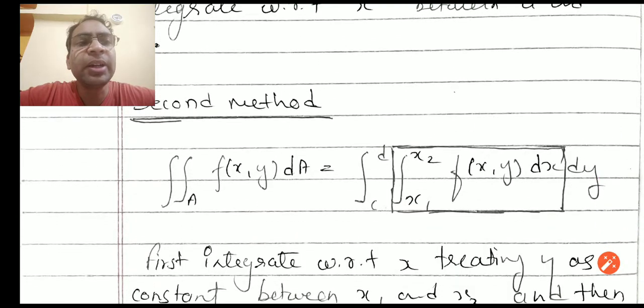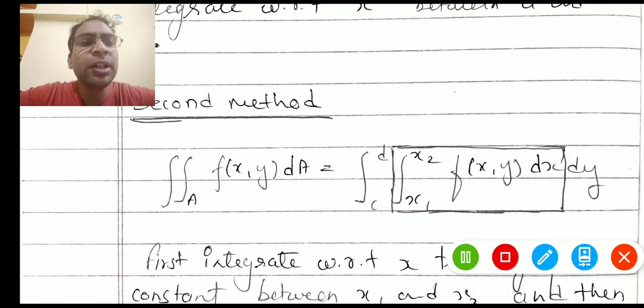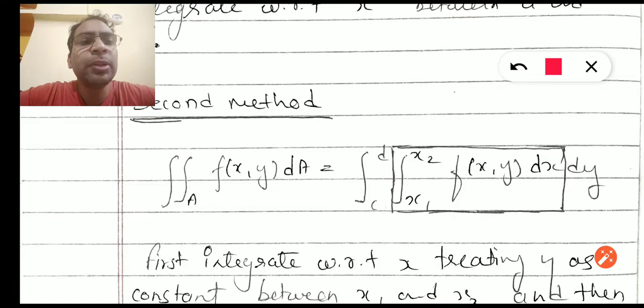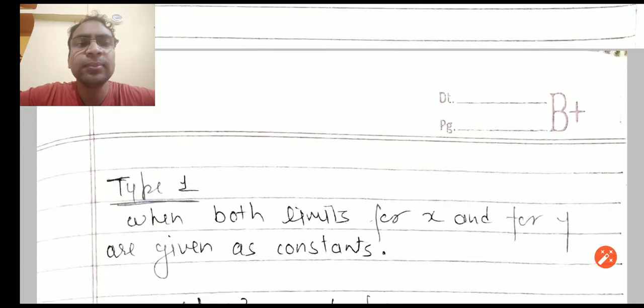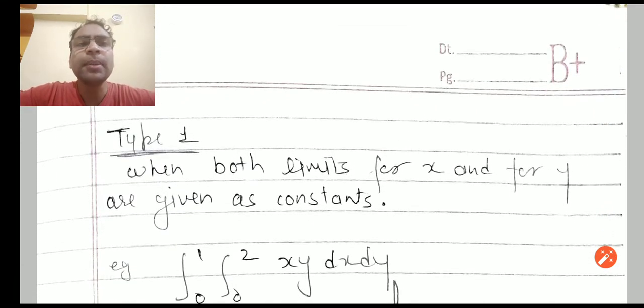The second method, where we reverse the integration, is to integrate the function with respect to x first, taking the limits x1 and x2, and then integrate with respect to y. So in either of the two ways we can perform the integration. There are some types of questions where we can perform the integration, so let's see what the types are.